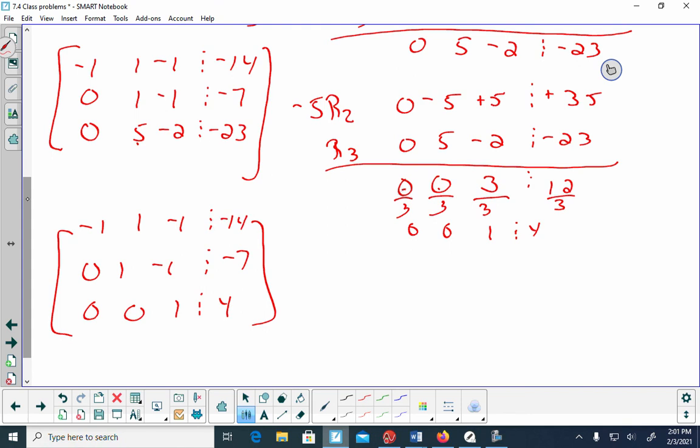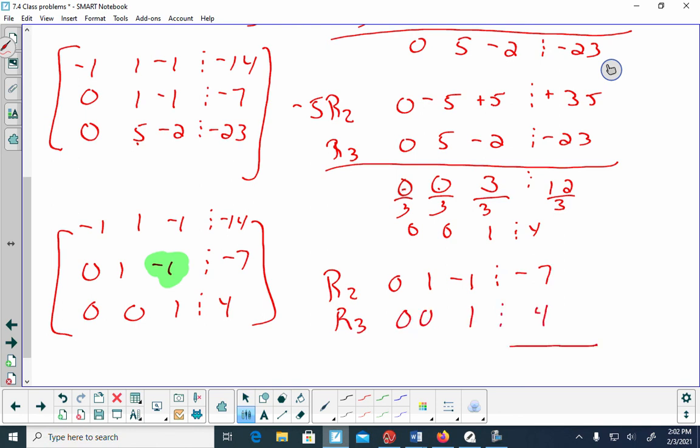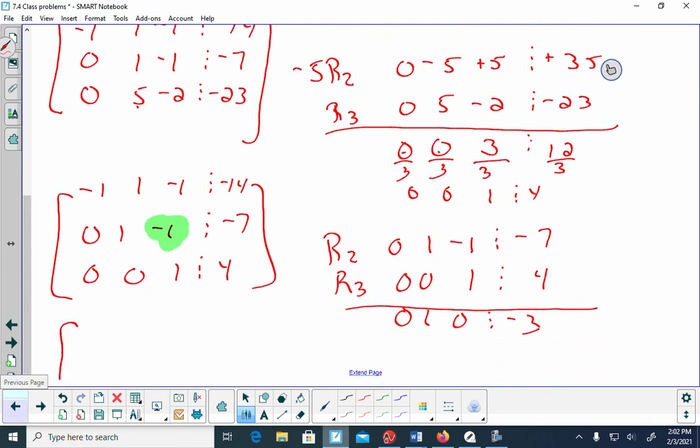Okay, the next part of the pattern says that I do row 2 and row 3 to eliminate this y. So it looks like that's just going to be a straight addition. So I'm going to take row 2, which is 0, 1, negative 1, negative 7, and I'm going to add row 3. And when I do that, I get 0, 1, 0, negative 3. So I'm almost done. Don't lose faith. We're almost there. So I'm going 0, 1, 0.